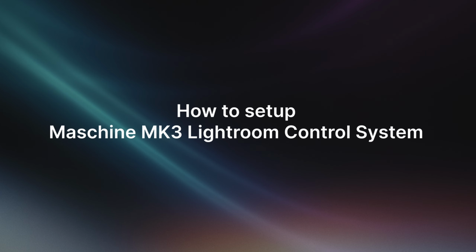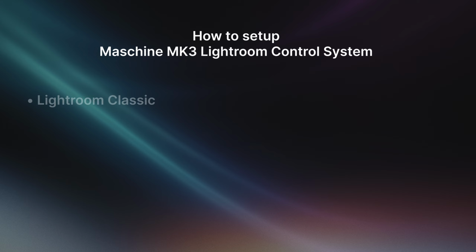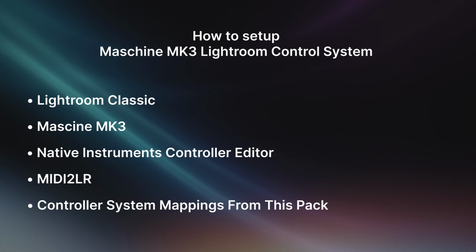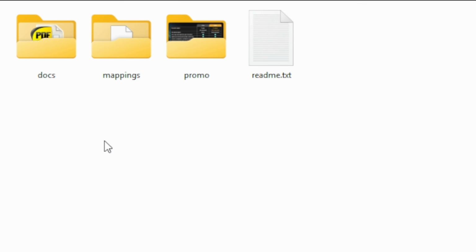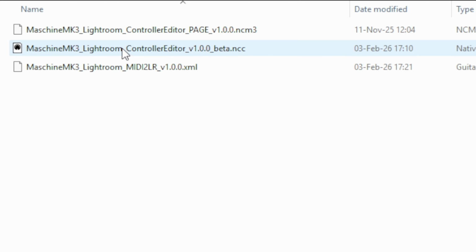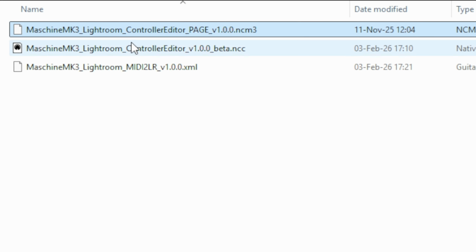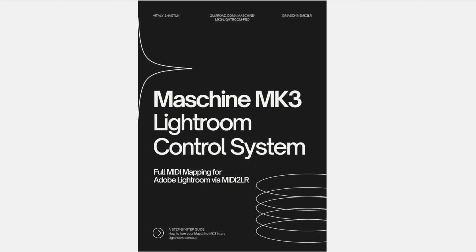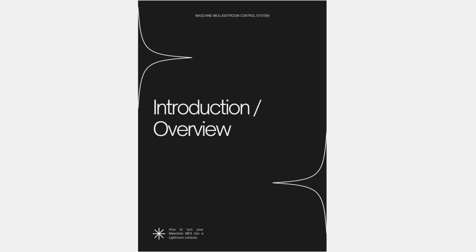In this video, I'll show you how to set up the Maschine MK3 Lightroom control system, step by step. Here's what you need: Lightroom Classic, your Maschine MK3, Native Instruments Controller Editor, MIDI2LR, and the files from this pack, Lite or Pro. Inside the download, you get three key things: the controller editor mapping file, the MIDI2LR XML mapping, and a visual PDF guide that walks you through the setup and workflow.